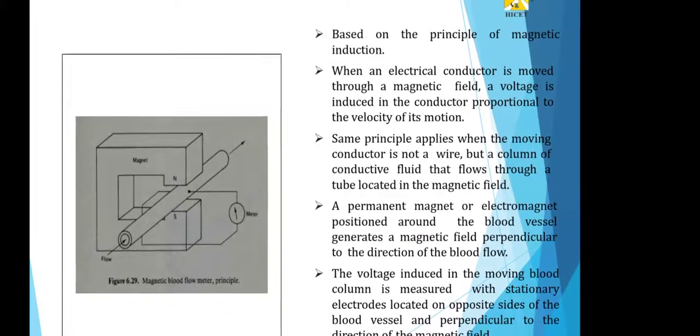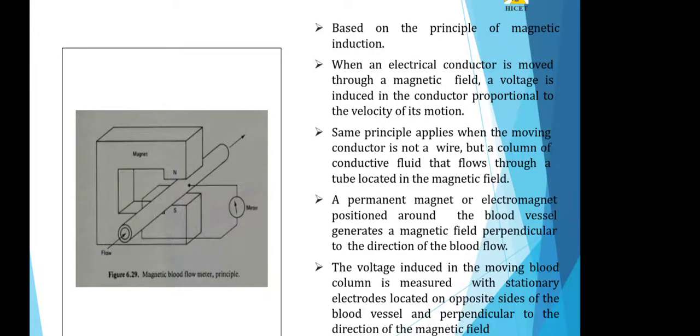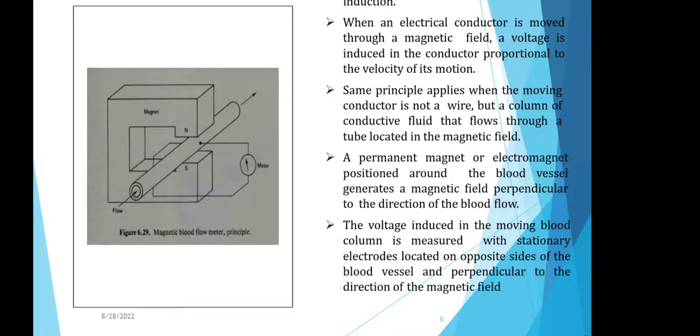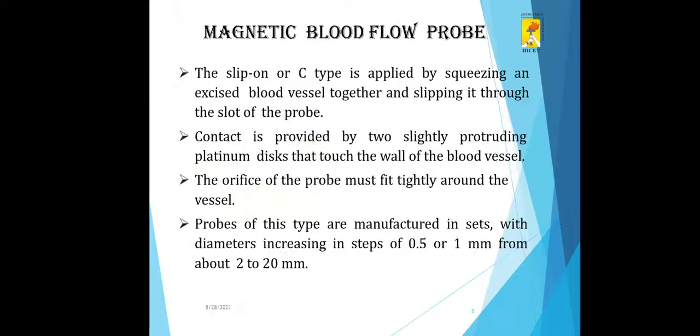Based on the principle of magnetic induction, when an electric conductor is moved through a magnetic field, a voltage is induced in the conductor proportional to the velocity of its motion. The same principle applies when the moving conductor is not a wire, but a column of conductive fluid that flows through a tube located in the magnetic field. A permanent magnet or electromagnet positioned around the blood vessel generates the magnetic field perpendicular to the direction of the blood flow. The voltage induced in the moving blood column is measured with stationary electrodes located on opposite sides of the blood vessel and perpendicular to the direction of the magnetic field.